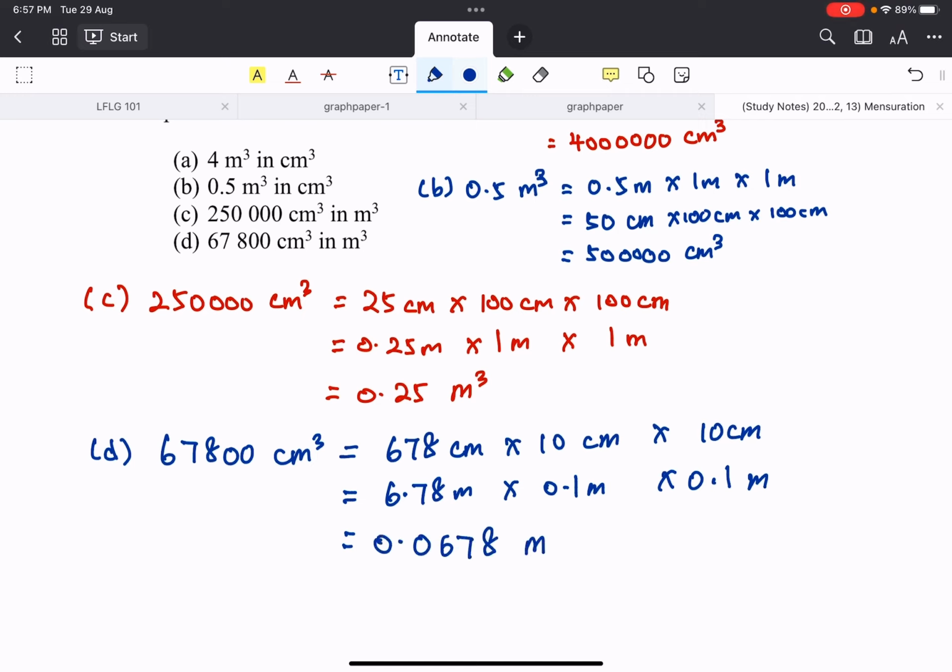0.0678 cubic meters. So that's the first part of this chapter, which we want to refresh our memories on: how to do conversion of measures properly to get the derived units.